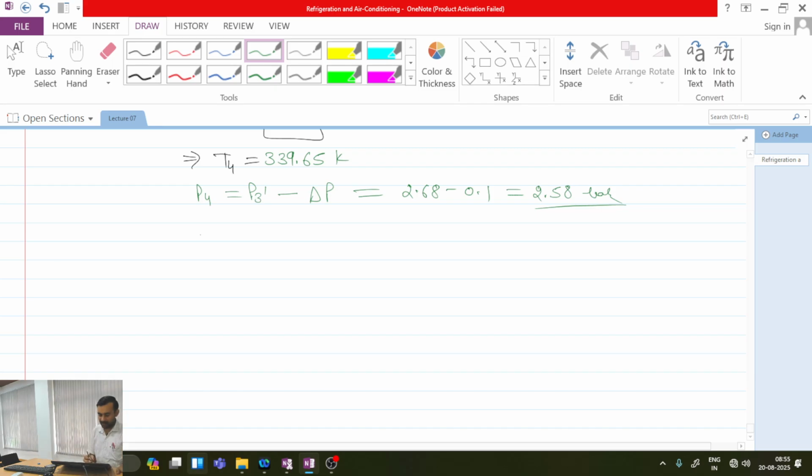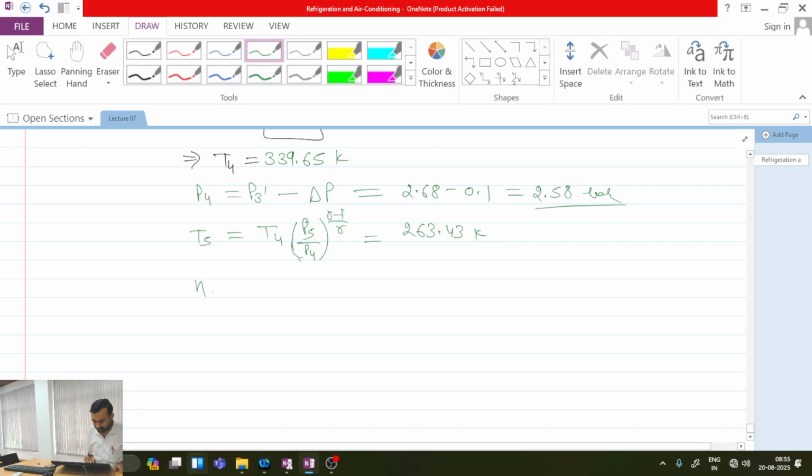What else is there now? T5. How can I calculate it? T5 equals T4 times (P5 by P4) to the power (gamma minus 1 by gamma). It is how much? 263.43 Kelvin. Is this one clear?